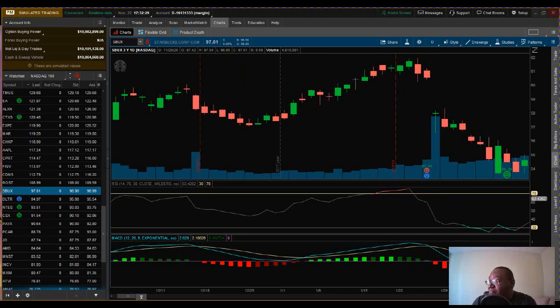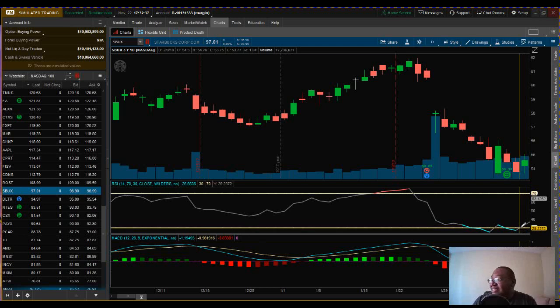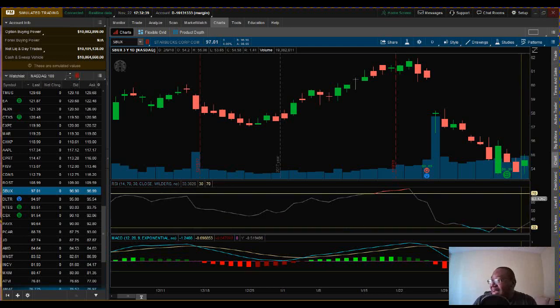Now we are looking at this seriously. Now we are seriously taking a look at this. The RSI is going back up. As you can see here, our MACD convergence divergence line is curving back up.